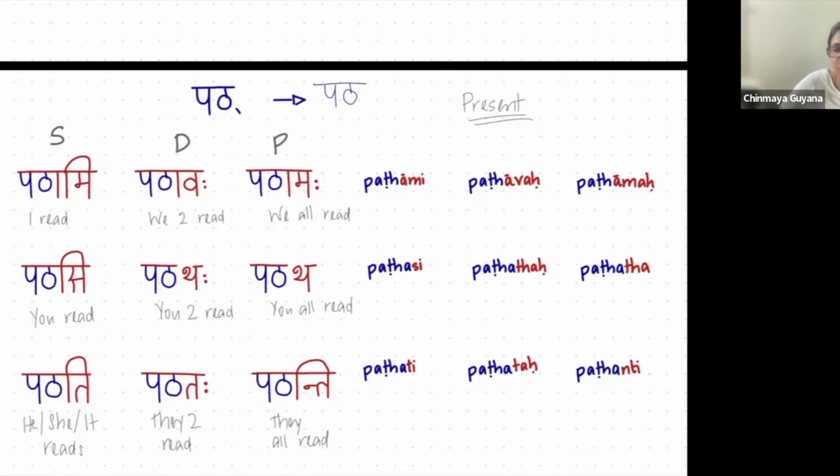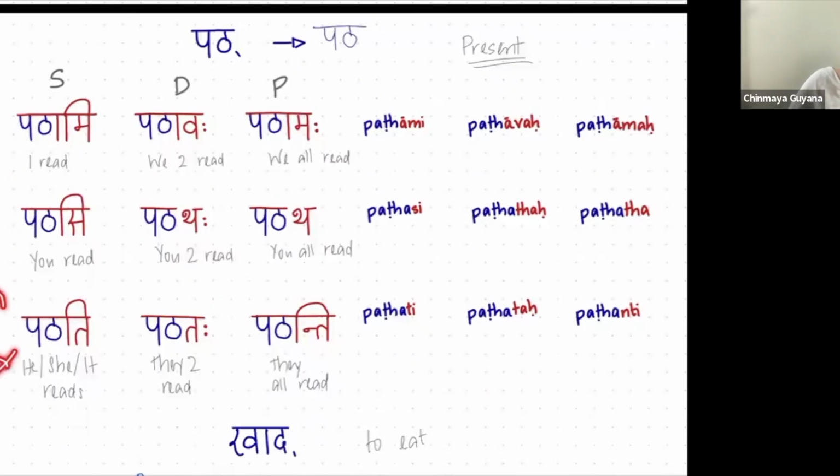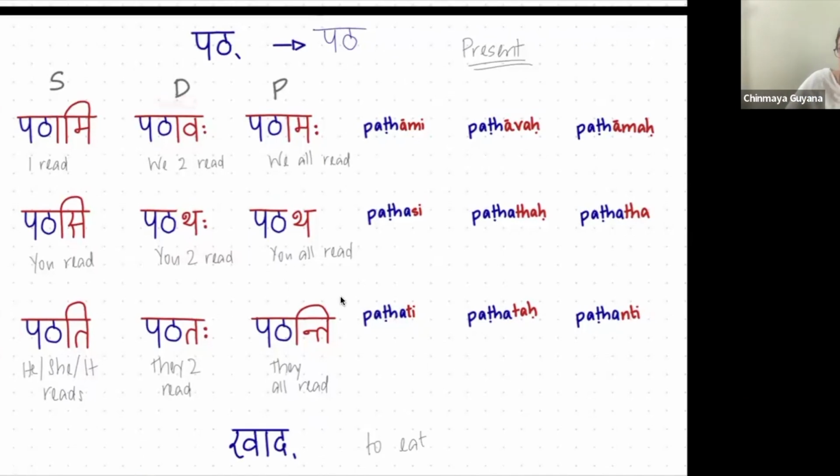Nouns are declined, verbs are conjugated. Nouns have cases, verbs have first person, second person, third person. So in our conjugation table, you have first person I, second person you, third person he, she, it. You will have singular, meaning one me. You will have dual, meaning me and one more person, or you and one more person, or he, she, it, times two. And finally plural: lots of us, lots of you, lots of them. This is the way verbs work.